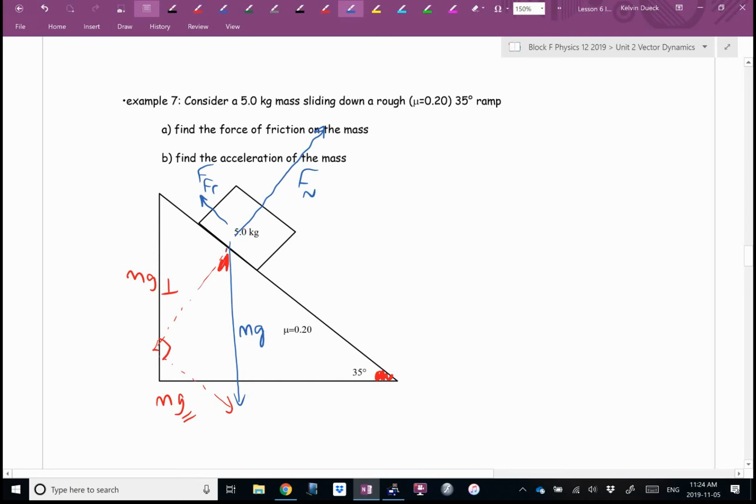By the way, what's the tug of war here? Which two forces are having the tug of war? I'll give you a hint. One of them is friction and mg parallel. And so I looked at mg parallel, and Haley, I thought we are accelerating down, so I drew friction smaller than mg parallel.